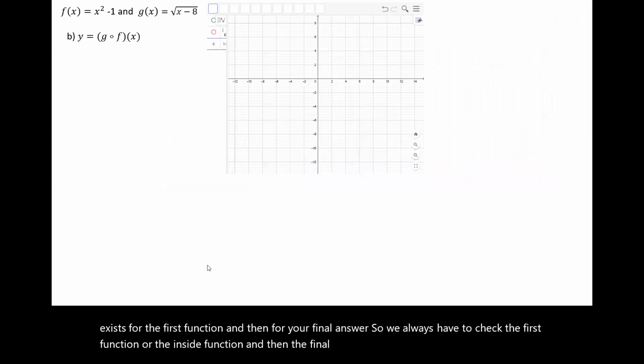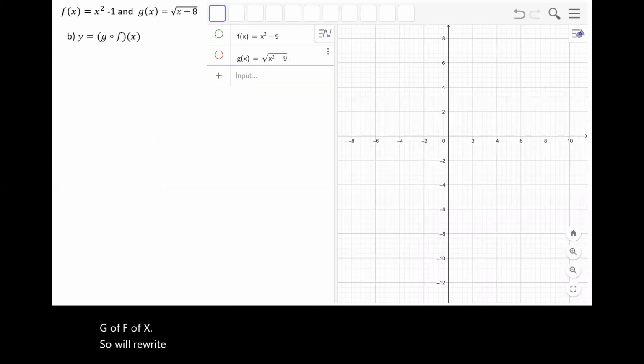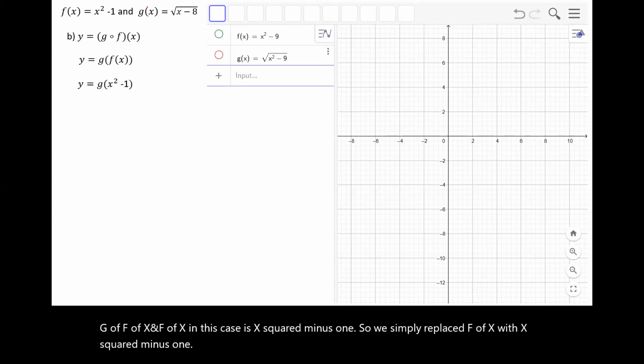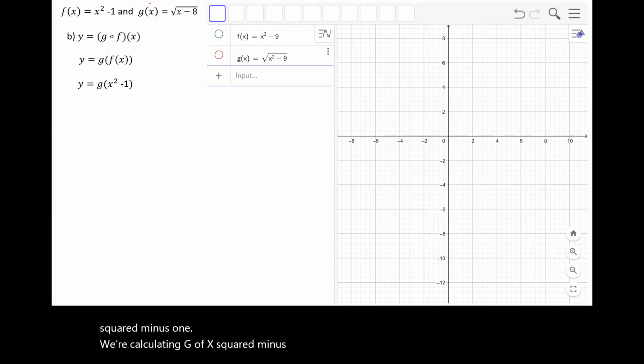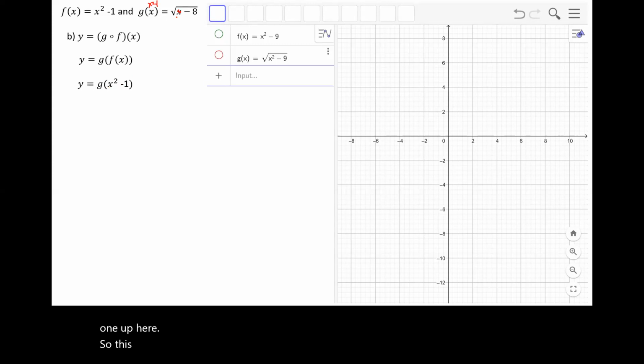Let's try another one. G of f of x. Okay, so we'll rewrite that one. G of f of x. And f of x in this case is x squared minus 1. So we simply replaced f of x with x squared minus 1. Now we're calculating g of x squared minus 1. So instead of x, we're putting x squared minus 1 up here. So this x also gets replaced with x squared minus 1.